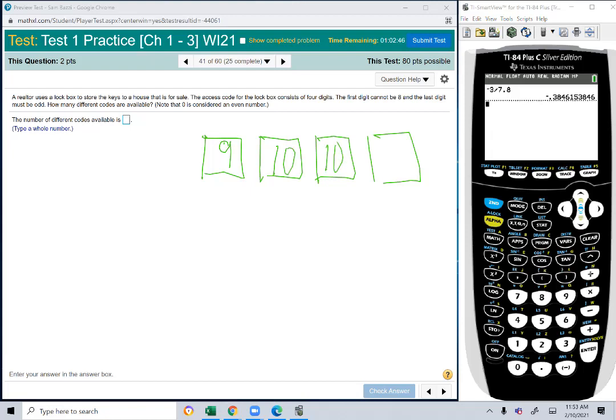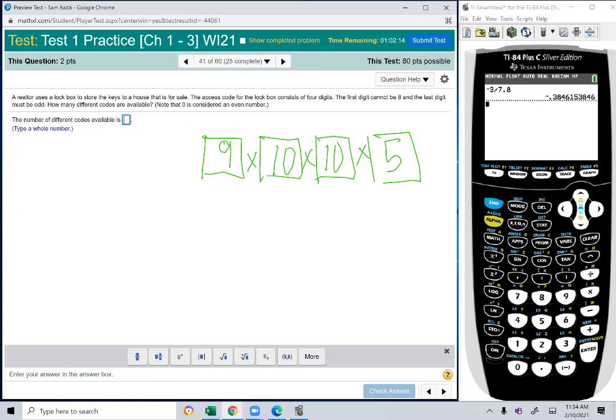This is 10. And the last one, he says, must be odd. How many odd numbers are there from 0 to 9? We have a 1, a 3, a 5, a 7, a 9, 5 of them. And you just multiply, guys. 10 times 10, 100, times 9, 900, times 5, 4,500. Put the answer right there. That's it. All right, and click next.